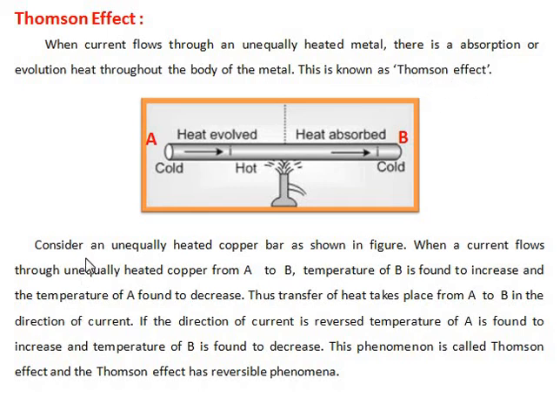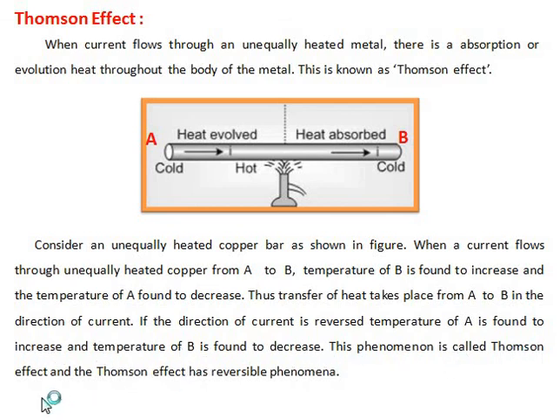Okay. So consider an unequally heated copper bar as shown in the figure. When a current flows through the unequally heated copper bar from A to B, the temperature of B is found to increase and the temperature of A is found to decrease. Thus transfer of heat takes place from A to B, in the direction of current. If the direction of current is reversed, the temperature of A is found to increase and the temperature of B is found to decrease.